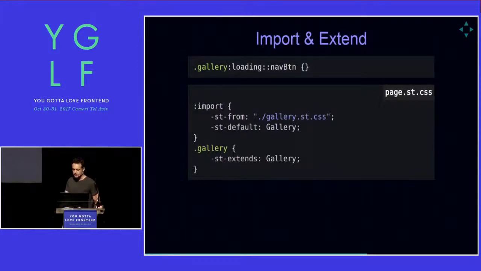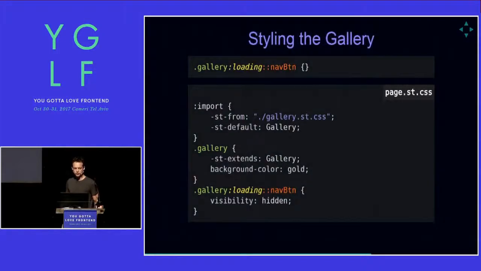Now we can express the selectors we wanted to express before. We can say that our nav button is hidden while our gallery is loading, or maybe that we want to style the inner icon of a navigation button of our gallery. Let's look at how our gallery, the gallery style sheet, defines those inner states and elements.